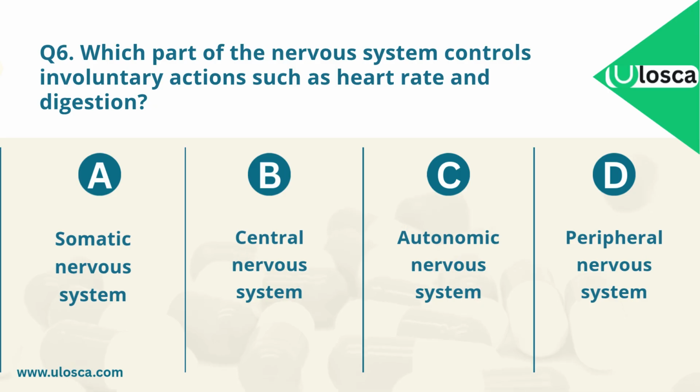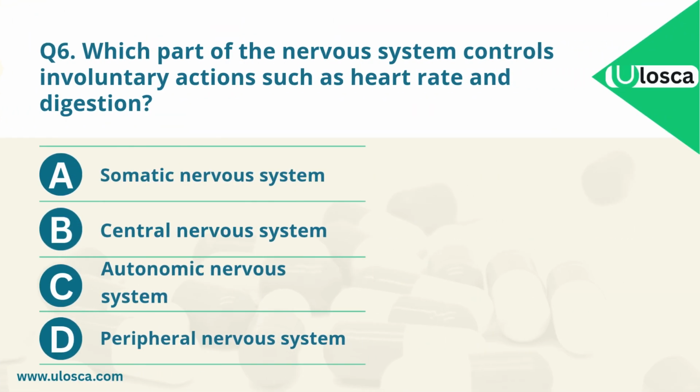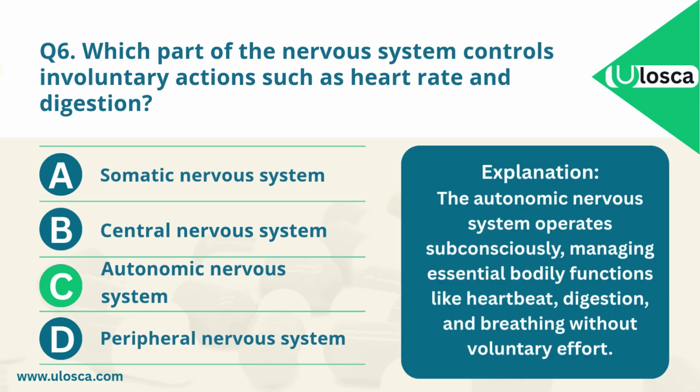Question 6. Which part of the nervous system controls involuntary actions, such as heart rate and digestion? A. Somatic nervous system. B. Central nervous system. C. Autonomic nervous system. D. Peripheral nervous system. Which one is the correct answer? The correct answer is C. Autonomic nervous system. Explanation. The autonomic nervous system operates subconsciously, managing essential bodily functions like heartbeat, digestion, and breathing without voluntary effort.